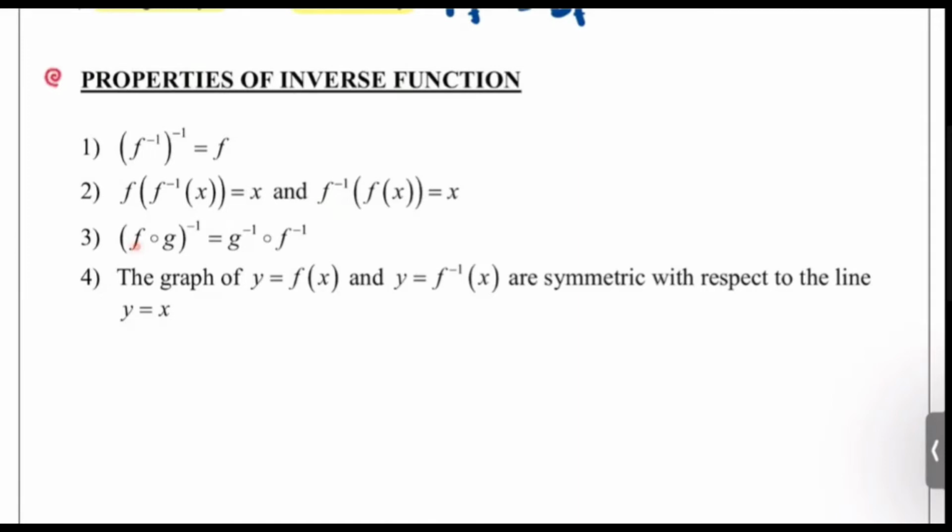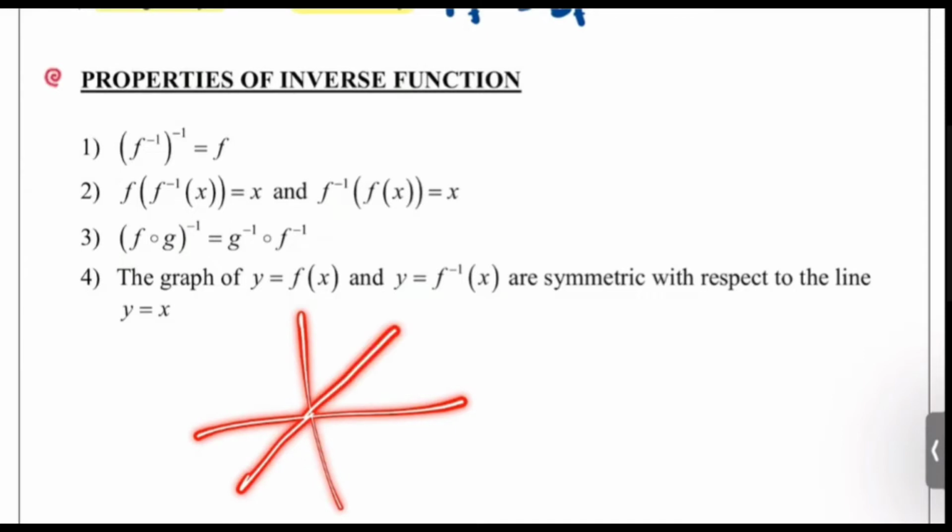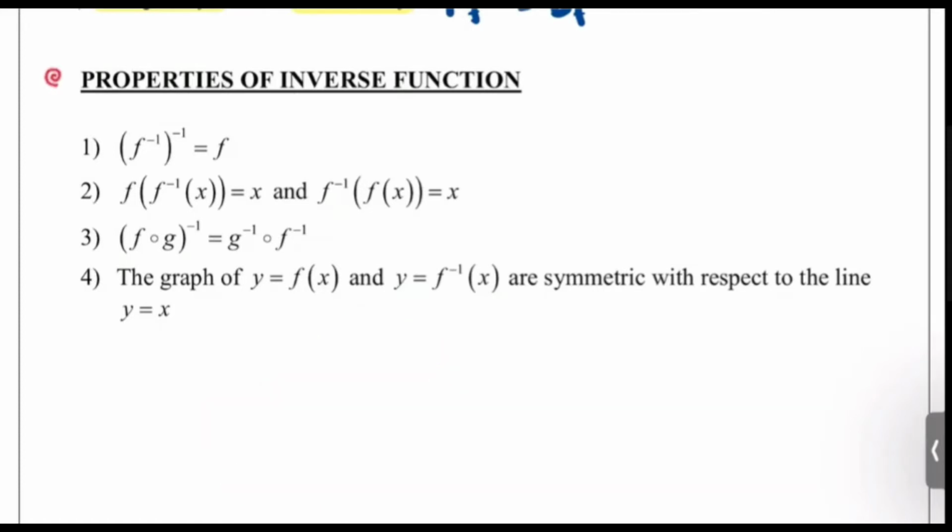Kemudian f composite dengan g, kemudian kita nak cari inverse dia, sama je dengan g inverse composite dengan f inverse. The graph of y equals to f of x and y equals to f inverse x are symmetric with respect to the line y equals to x. So nak lukis graph dia, mestilah dia symmetric. Contohnya kalau sini adalah graph, ni y, reflection pada y equals to x. Katakanlah ini graph dia, maka graph reflection dia akan jadi macam ni. Nanti kita akan further lagi dekat graph ni.